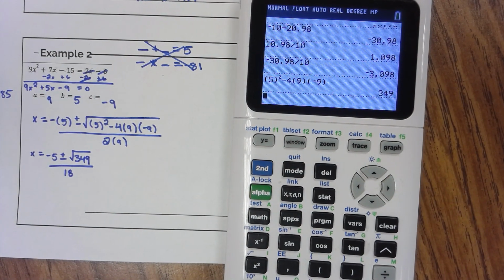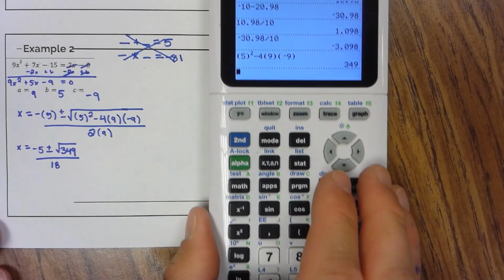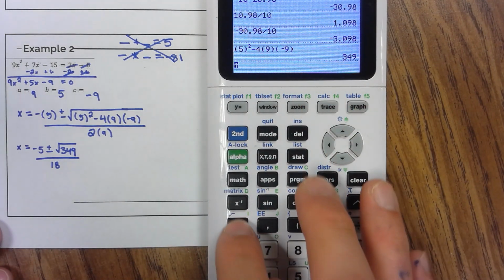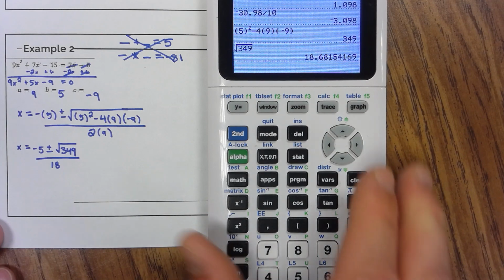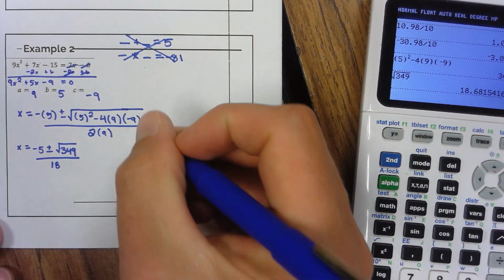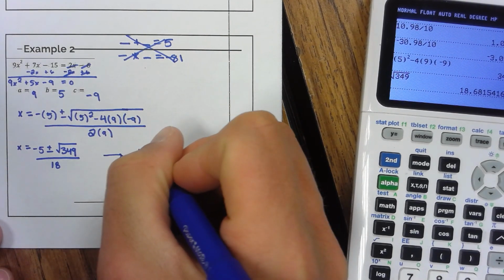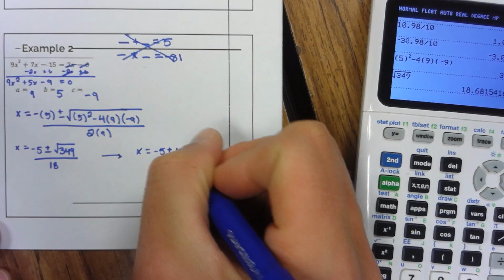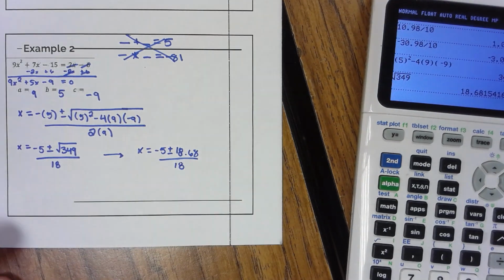All right, let's take the square root of 349, see what decimal value we get. Again, that square root is going to happen as the second option of the x squared. So second, 349, and you should get 18.68, rounded to 2 decimal places. So that means we have x equals negative 5 plus or minus 18.68 all over 18.